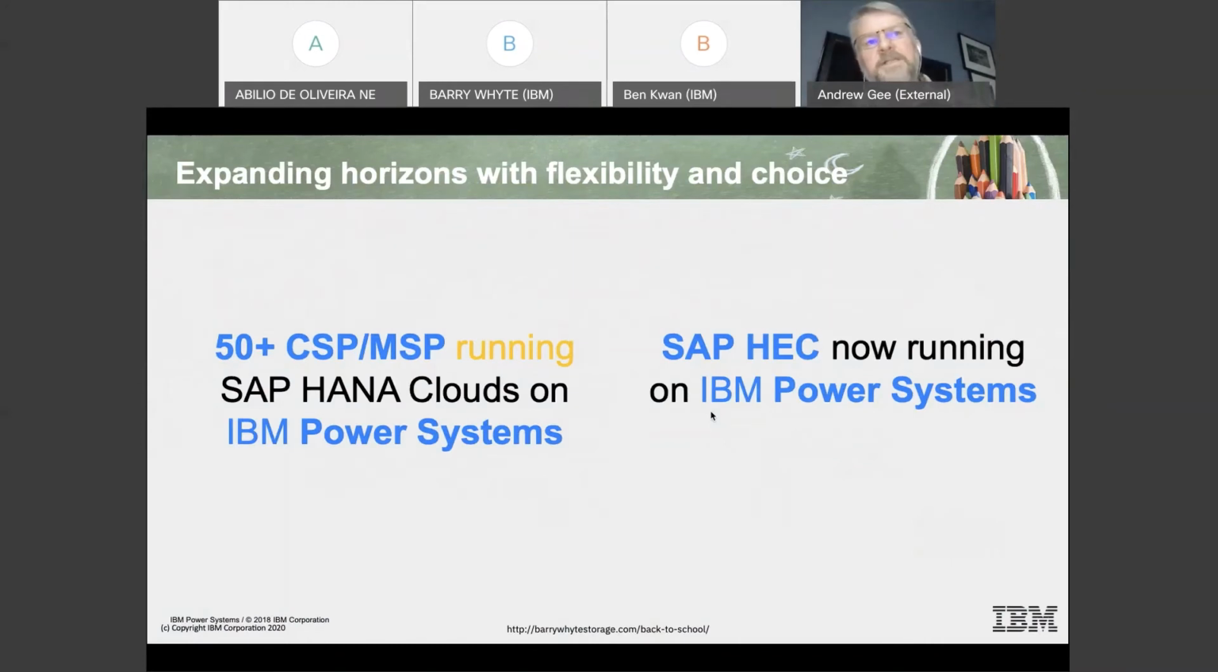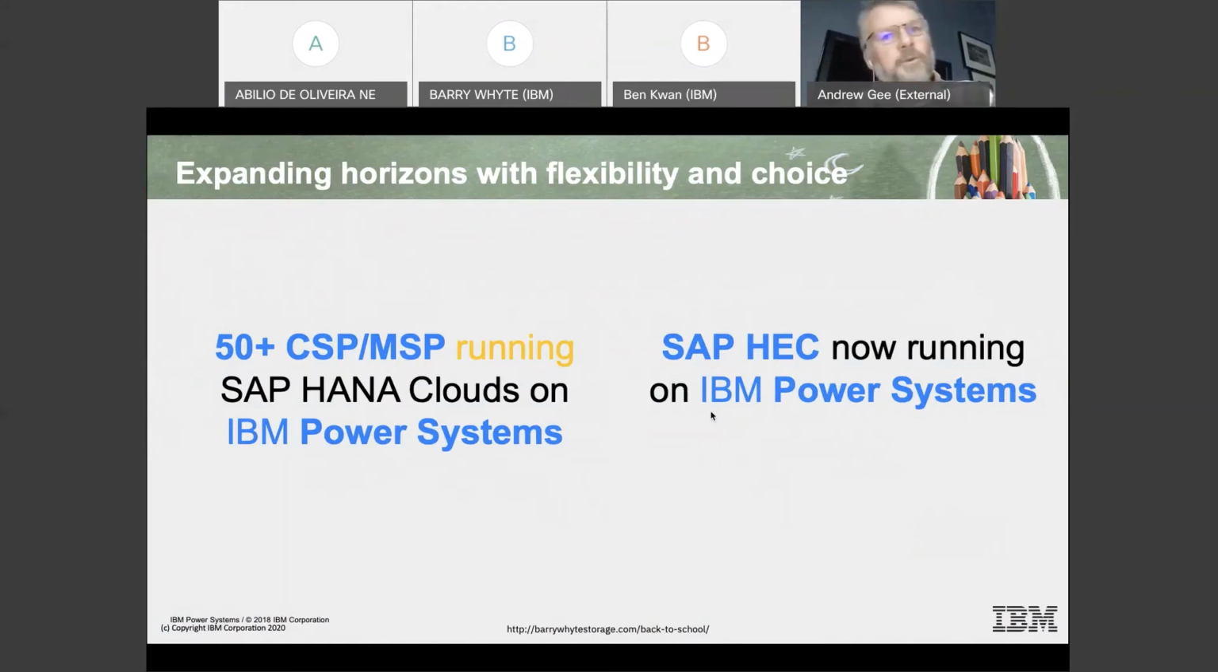Again, just reiterating, we're running 50 cloud service providers or MSPs. And the most important one probably is on the right-hand side, which is SAP is now using IBM POWER Systems in the HANA Enterprise Cloud that they offer. So SAP has embraced us, shall we say, or it shows the value that IBM is bringing to the market.